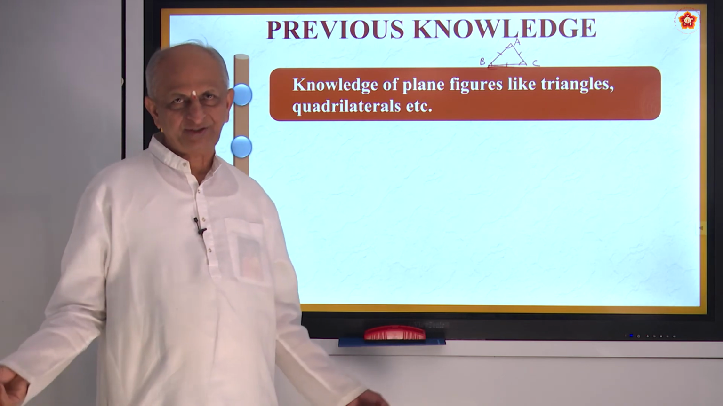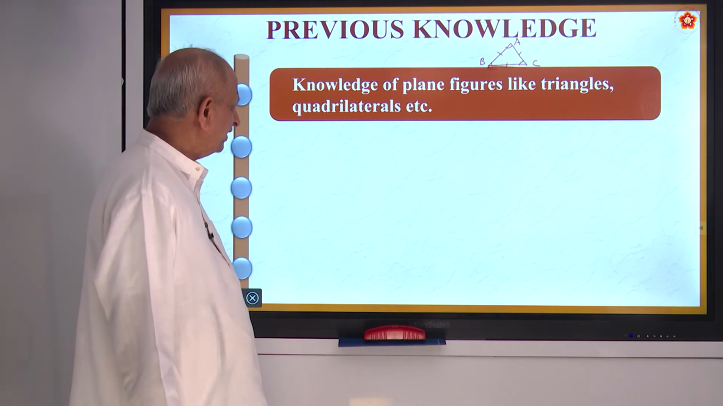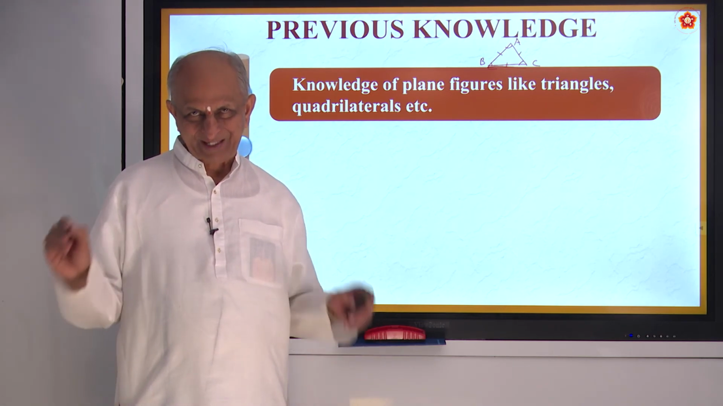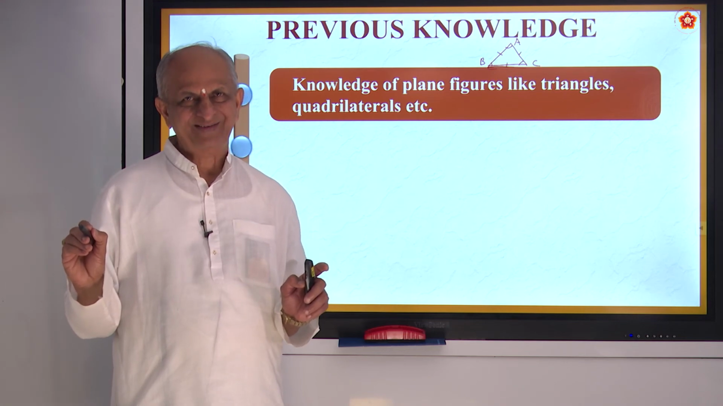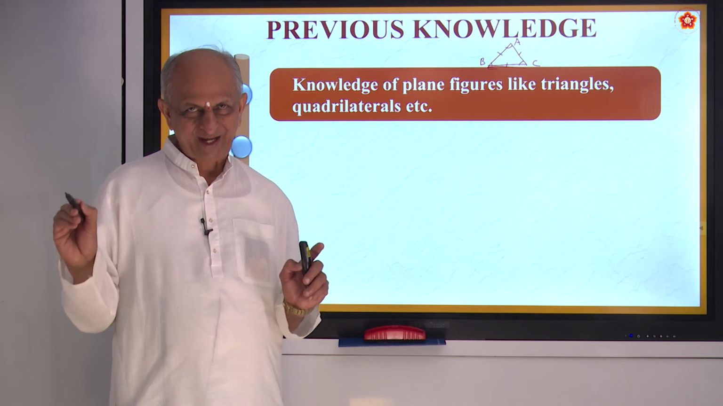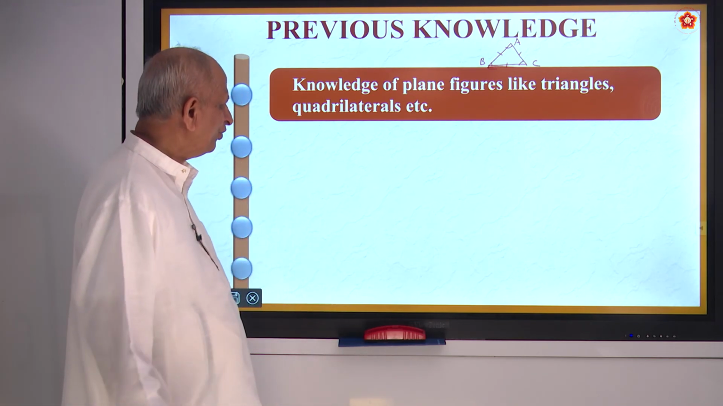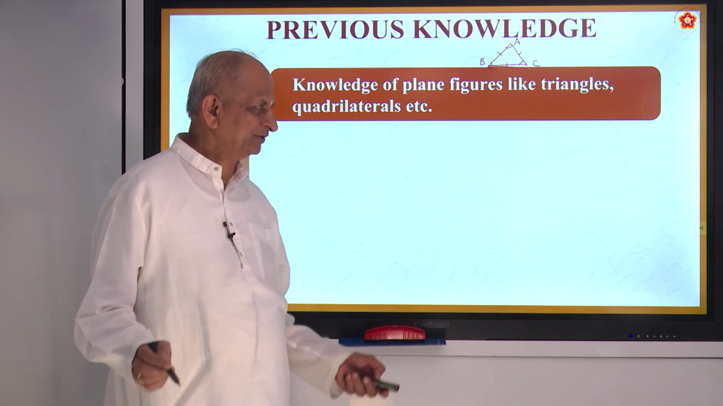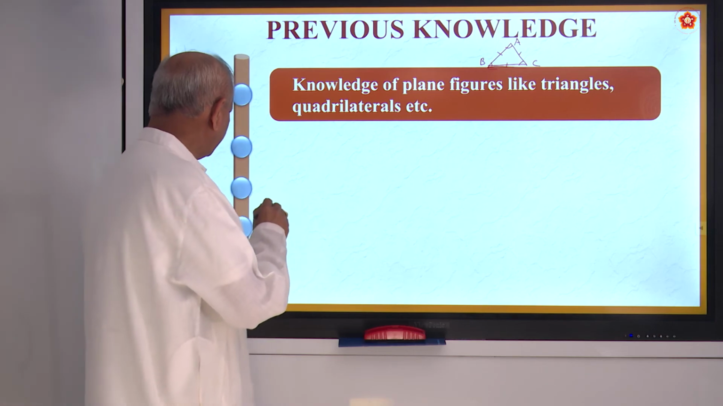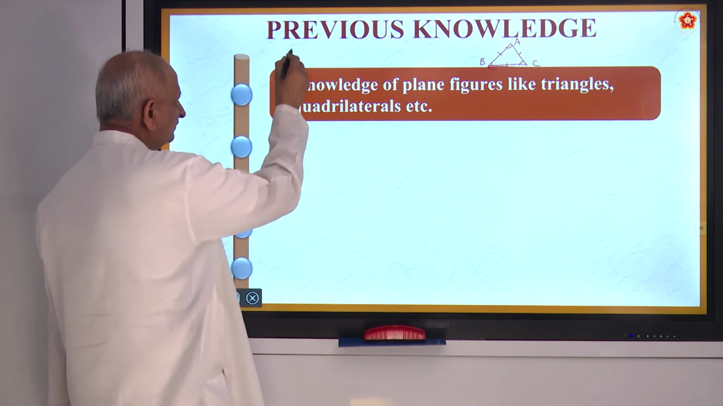There are six different types of triangles you have already seen. And quadrilateral also. What is a quadrilateral? It is a plane figure having 4 sides and 4 vertices. Two of these sides meet at a point called a vertex. The plural of vertex is vertices.